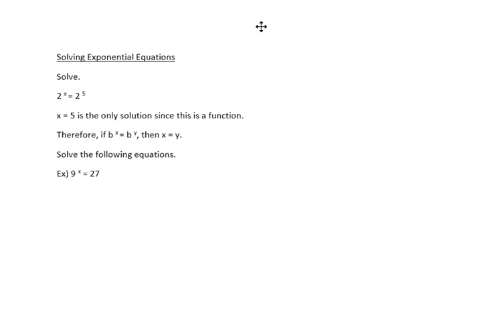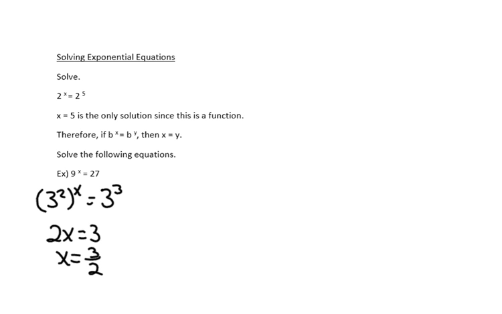We've got 9 to the x is equal to 27. Can I rewrite 9 and 27 as numbers that have the same base? And the answer to that is yes. I can rewrite 9 as 3 squared, and I can write 27 as 3 cubed. Now, the bases are the same. I can set the exponential powers equal to each other. Remember, an exponent power to another power, you multiply, so that's 2x equal to 3, and x equal to 3/2.